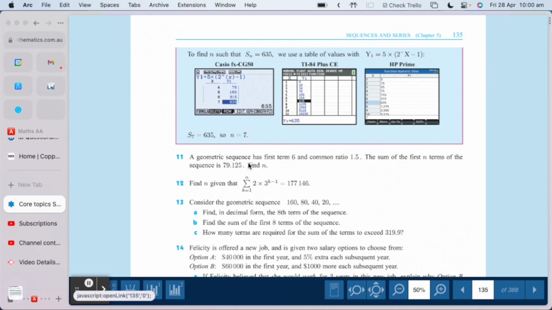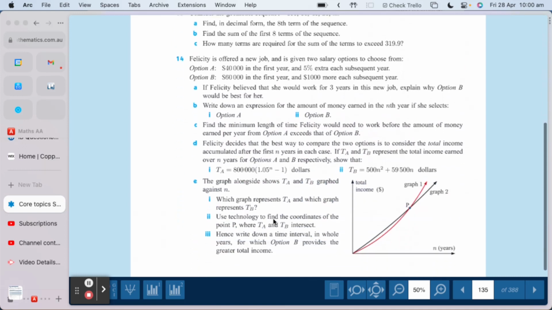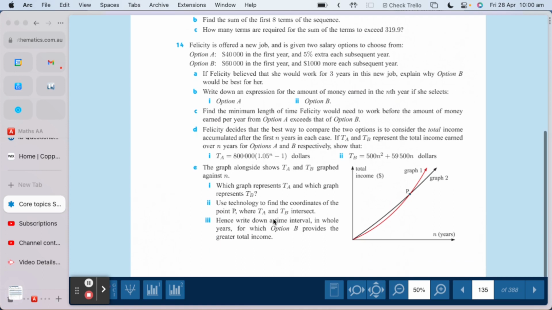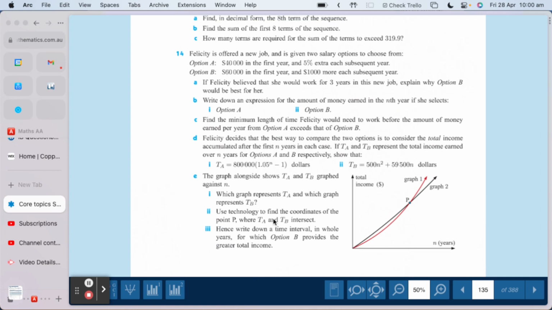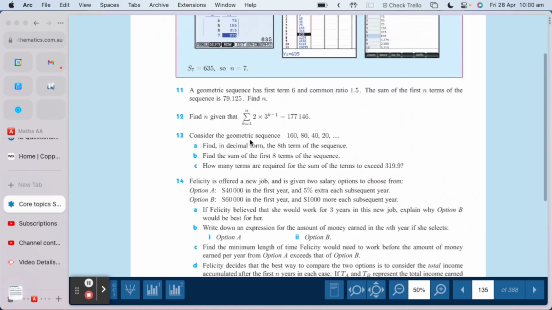So this is just an example of using your calculator. Question 14, you know what, I was going to get you to do question 14, but because I'm running behind a bit, I might leave that one. It's pretty involved, question 14. So instead, just for the practice, I might get you to do questions 11 and 12, please. Questions 11 and 12. And I'll give you, say, 10 minutes to get those done.